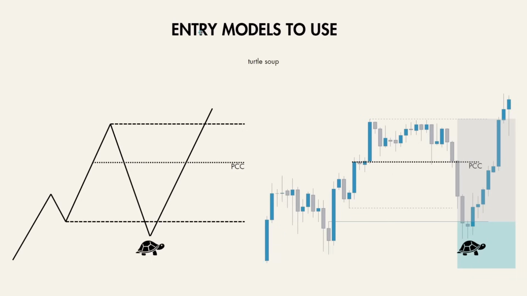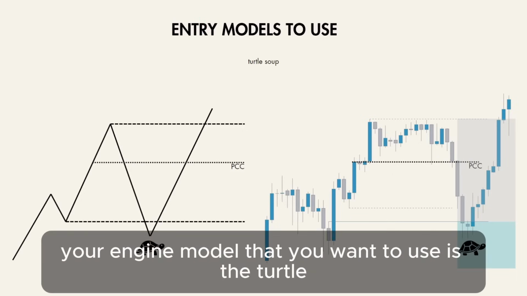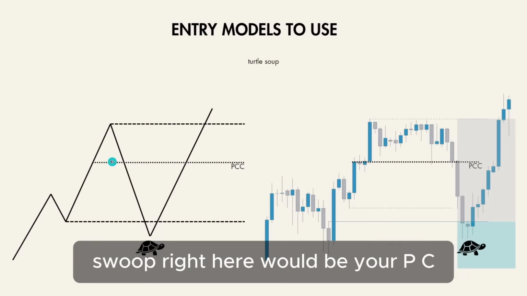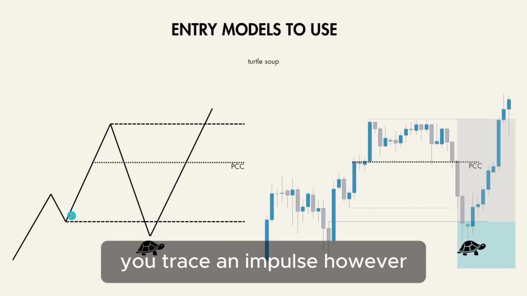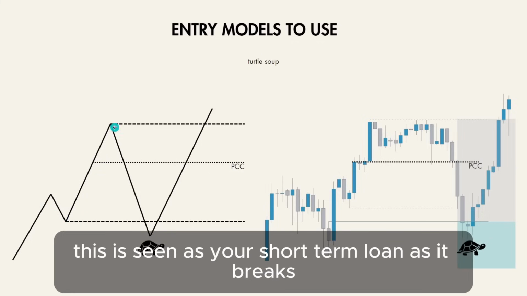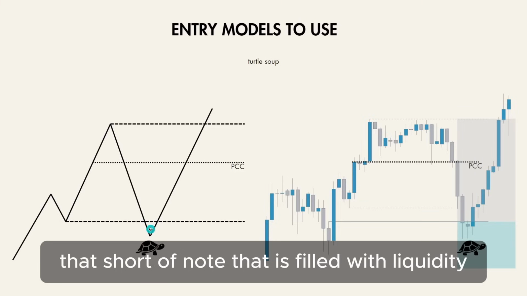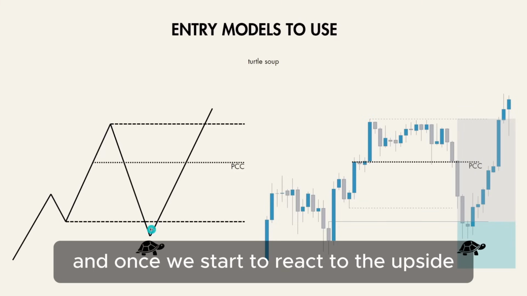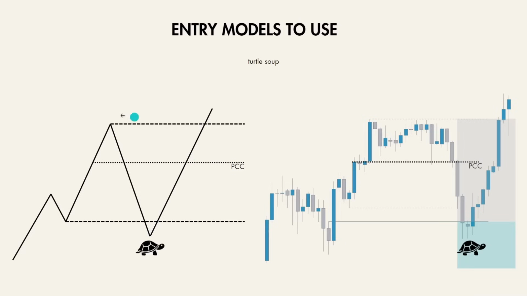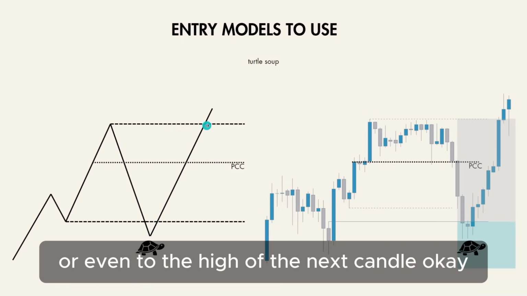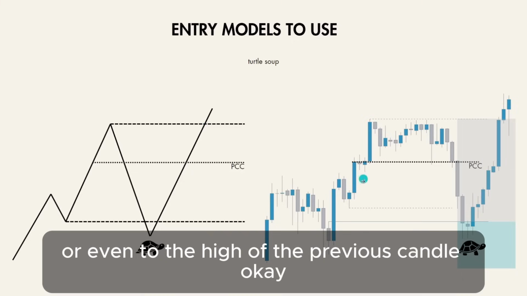Now, as I said, your entry model that you want to use is the turtle soup. Here would be your PCC, and here would be your impulse, retracement, impulse. However, this is seen as your short-term low. Price breaks that short-term low that is full of liquidity, makes your turtle soup, and once price starts to react to the upside, you're looking to enter with that new impulse to the drawn liquidity, or even to the high of the next candle, or even to the high of the previous candle.